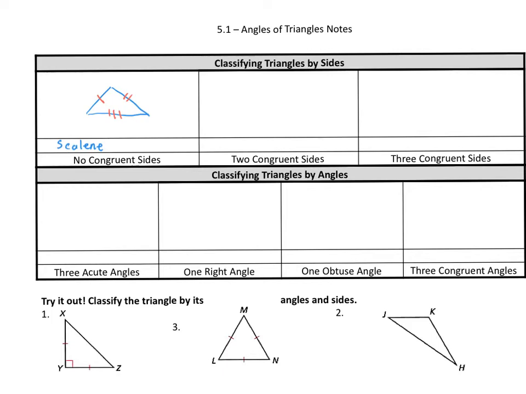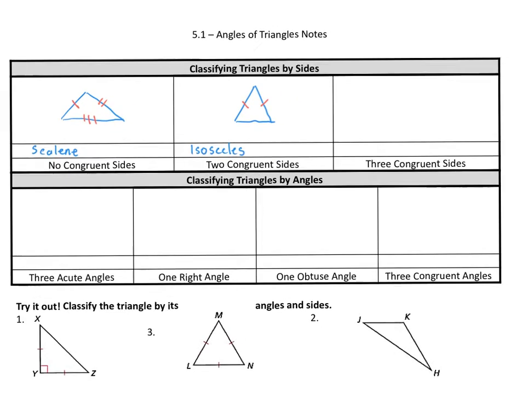Next, two congruent sides. Two congruent sides just means there are two sides that are the same length. So here, I'm going to try to draw a triangle with two sides that are the same length. I'm going to mark them. These two sides are going to be the ones with the same length, like so. And this type of triangle is called an isosceles triangle.